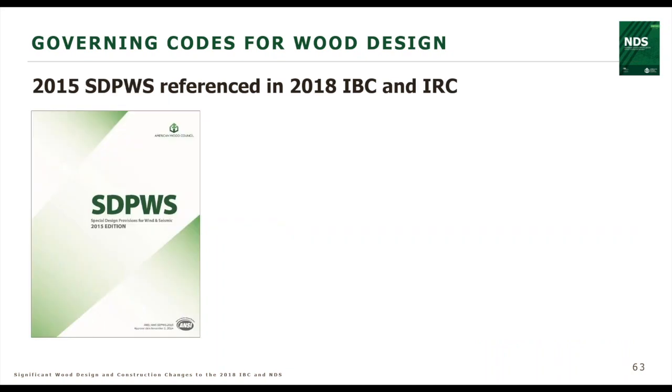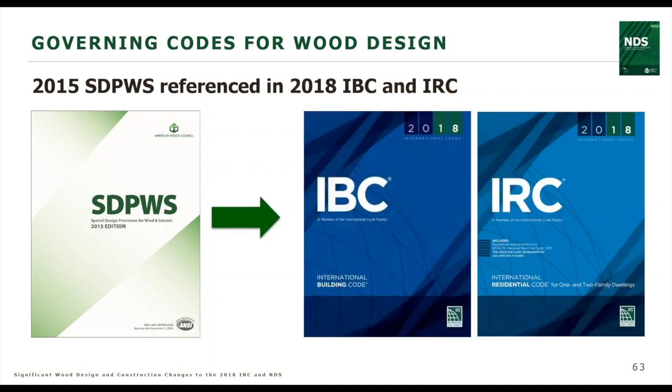Additionally, the latest document for shear wall and diaphragm design is our Special Design Provisions for Wind and Seismic, or you might hear it referred to as SDPWS. There isn't a 2018 update of this, so the 2015 edition is still the latest and greatest, and that is also referenced in the 2018 IBC and IRC.